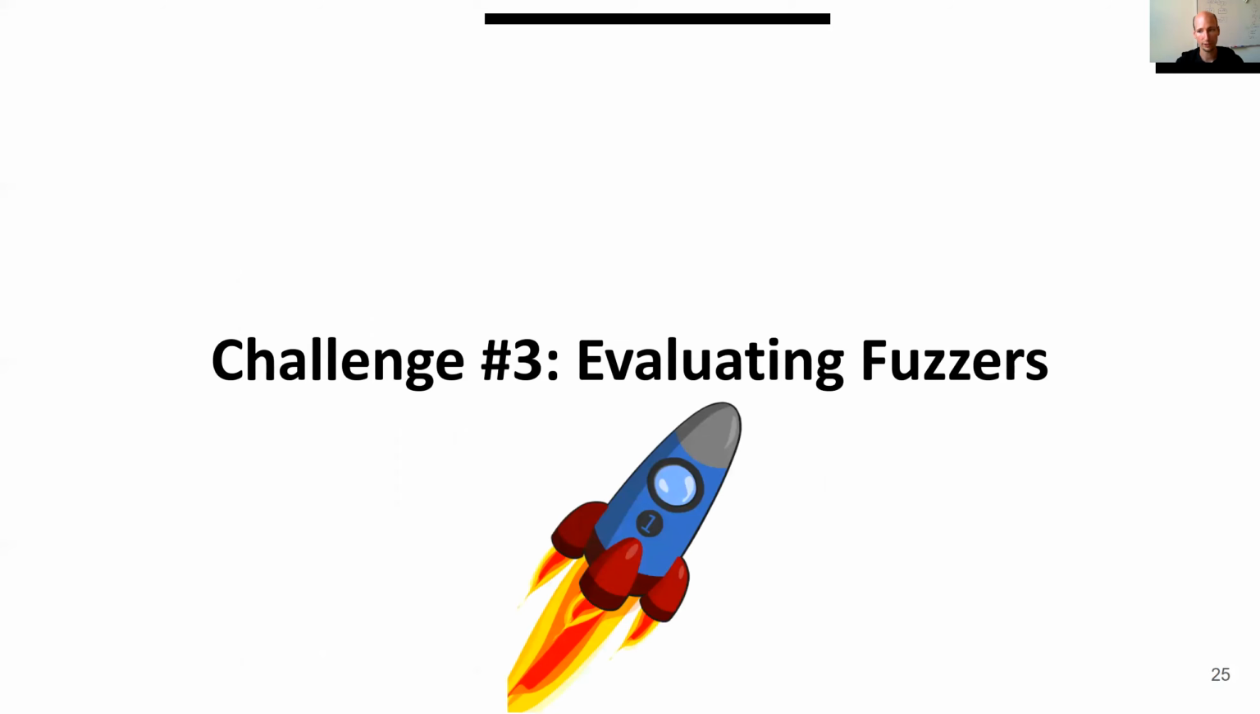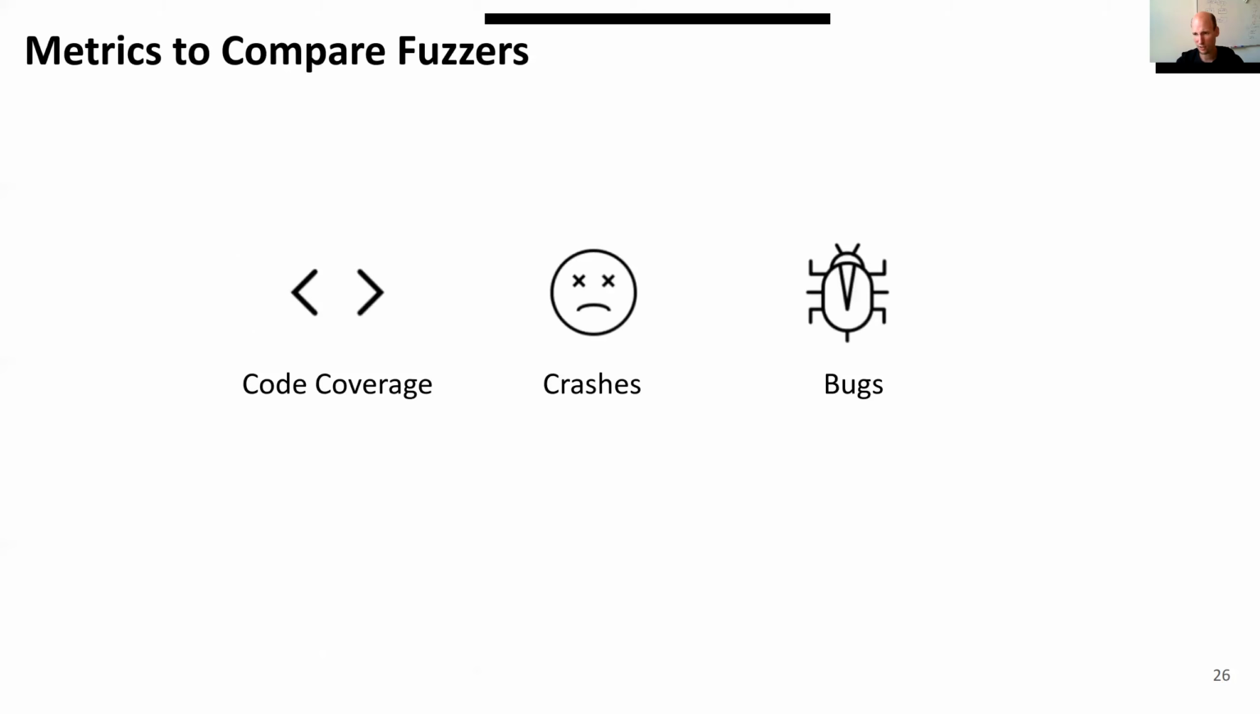Let's look at the last point, how to actually evaluate fuzzers and look at the performance of these fuzzers and how they actually map together. Comparing fuzzers is hard. And you remember the Cambrian explosion of the number of fuzzers that popped up and is still popping up at all these conferences. And we need to come up with metrics that allow us to compare these different tools. Code coverage is one of the metrics, crash is another one, and bugs could be an alternative.